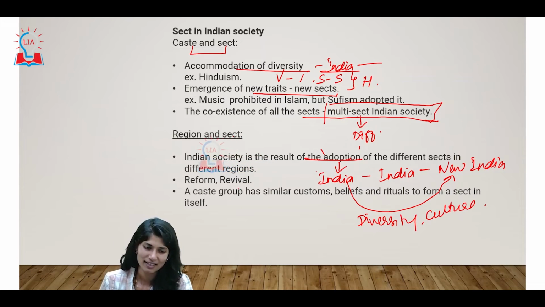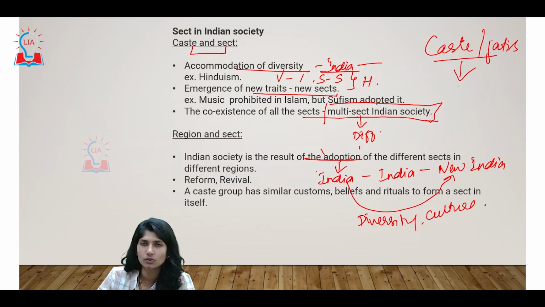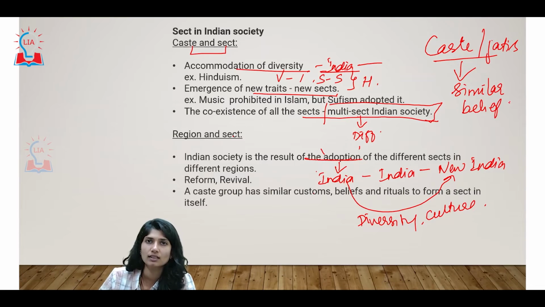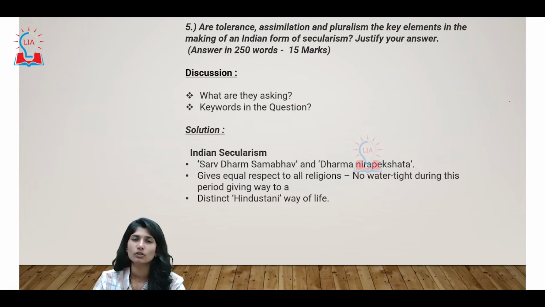The caste group has similar customs, beliefs, rituals. Yes, we have multiple caste systems or jati systems, any name you want to call it. But what are those? They have similar belief systems. All the reservations, non-reservations, the fight is for a particular caste to be included, a particular caste not to be included. What are those castes? Nothing but a common group of people who believe in the same thing. India holds true for all of them. Alright, let's move on to the next question.